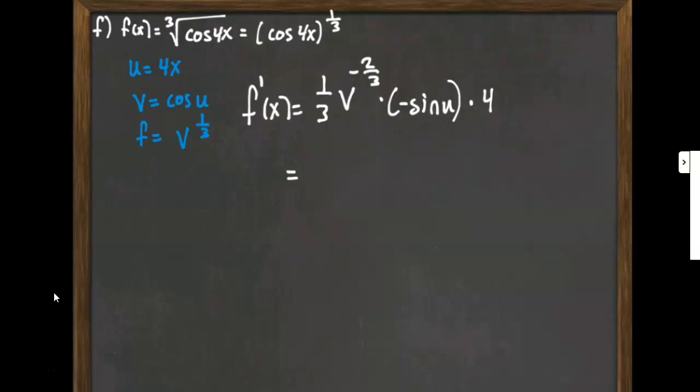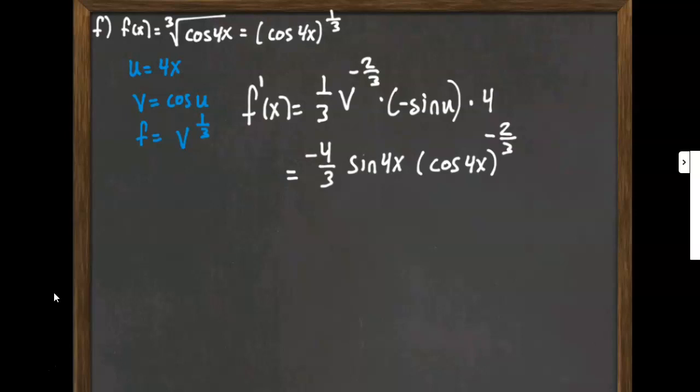And we just want to clean that up some, try to simplify as best we can. So I bring the 4 along with its negative sign from the sine of u into the front, and then I'll have sine of 4x, right, because sine of u, and then v is cosine of u, cosine of 4x. So I have cosine of 4x raised to the negative 2/3 power. That's because v is cosine of u, cosine of 4x, and that's to the negative 2/3 power.